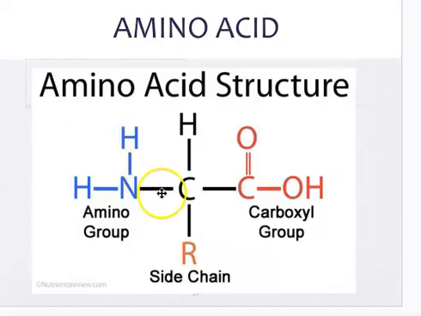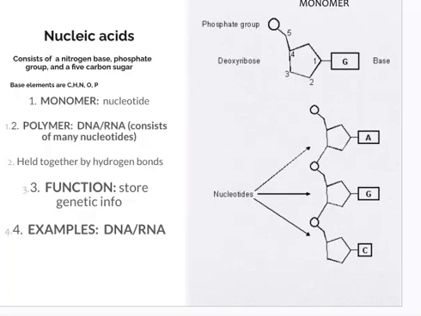So if you can just remember for the test, it's got an amino group and a carboxyl group, and this right here, this R group, is just a side chain that has different functions. That's all for proteins. Now we're going to move on to nucleic acids.